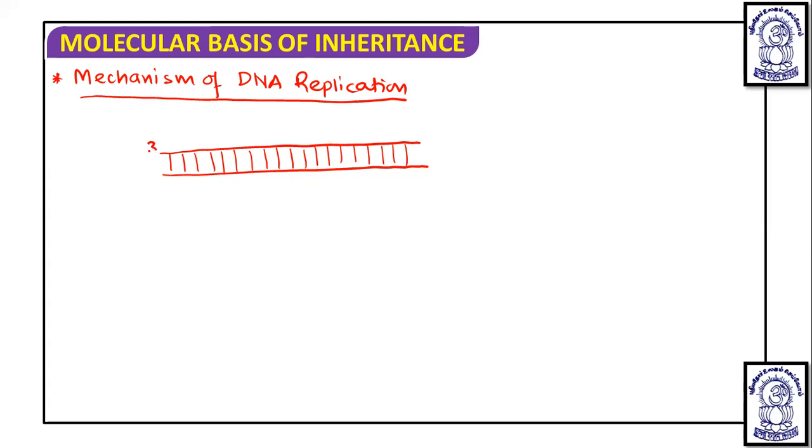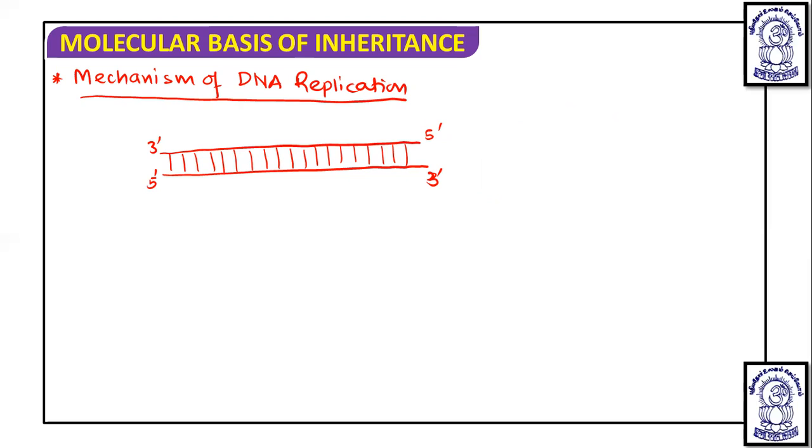And here one strand is in 3' to 5' direction and another strand is in 5' to 3' direction. This strand which is in 3' to 5' direction acts as a template, so we call it the template strand. And this strand is known as the non-template strand in this DNA. But in DNA replication, both strands are going to act as template strands.